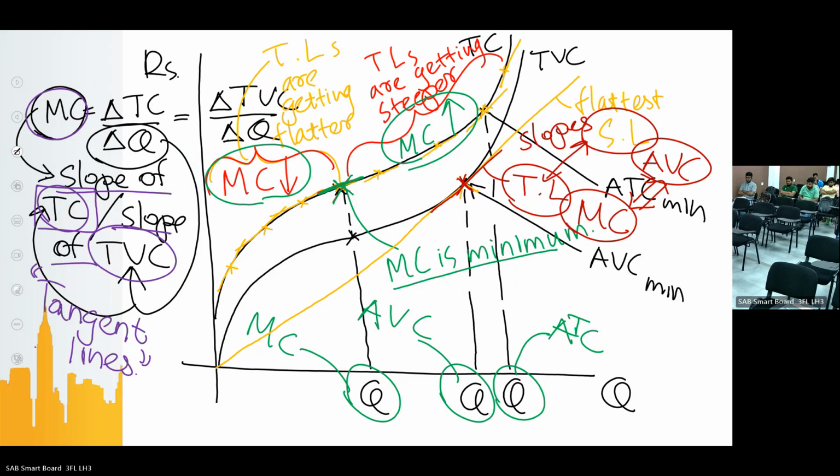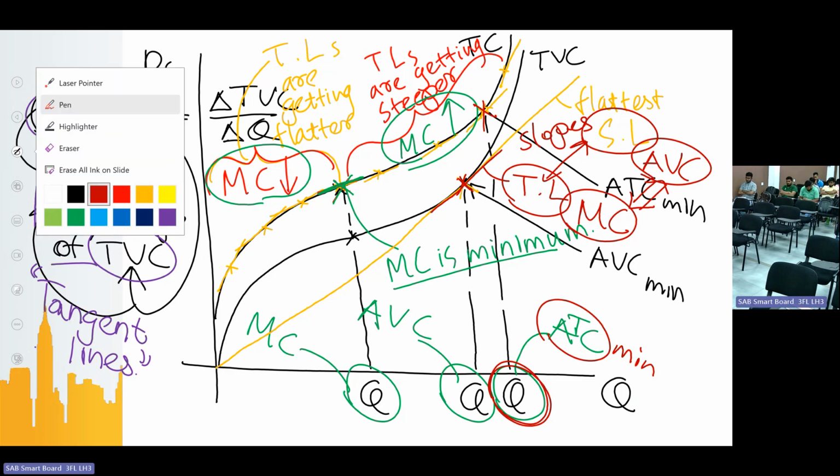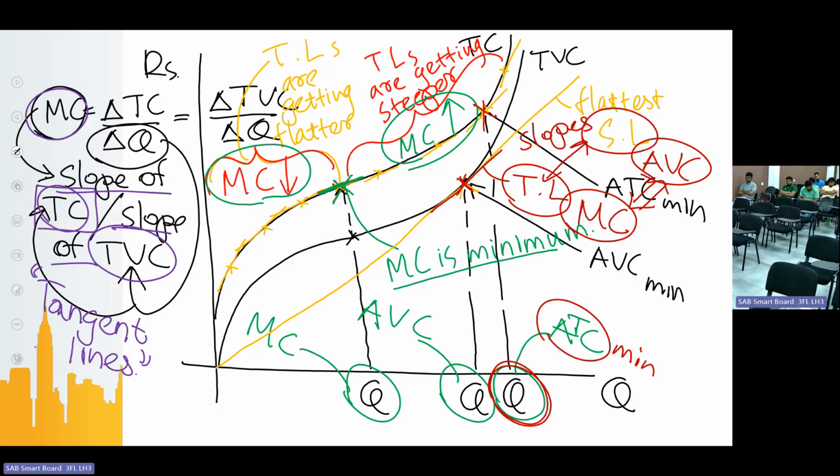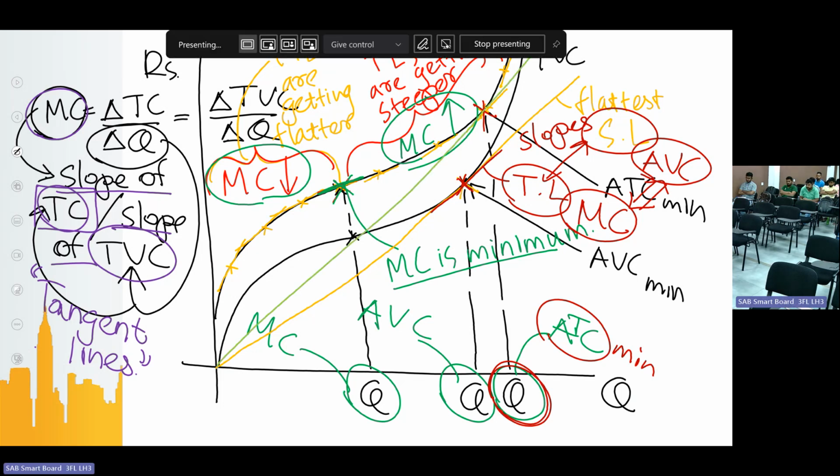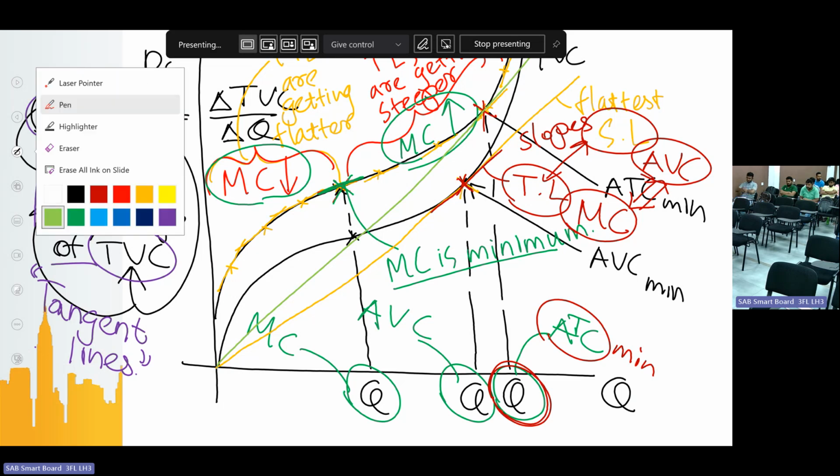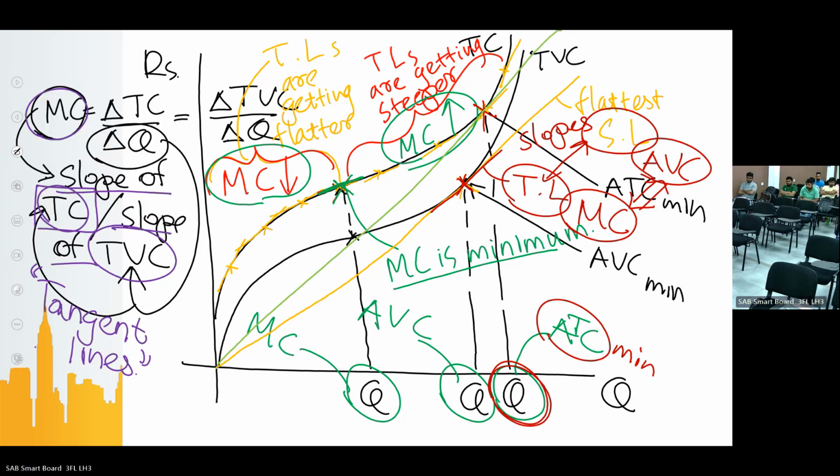Similarly, at this point, at this level of output, ATC is minimum. So if we draw a straight line to that point, that is the flattest straight line to TC. If we draw a tangent line also to that point, both the straight line and the tangent line lie on each other.